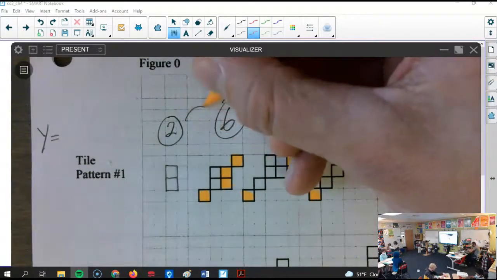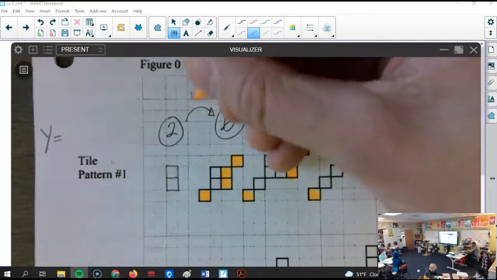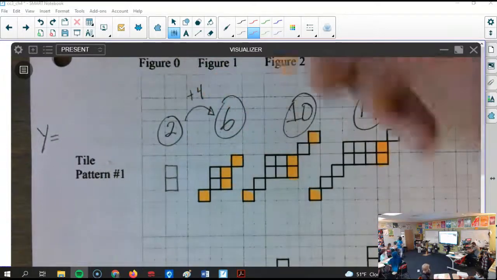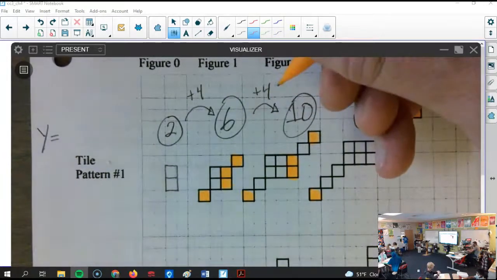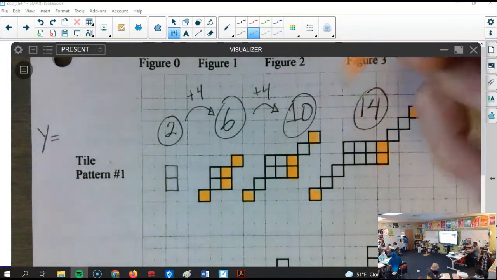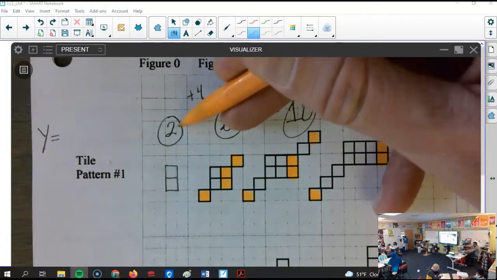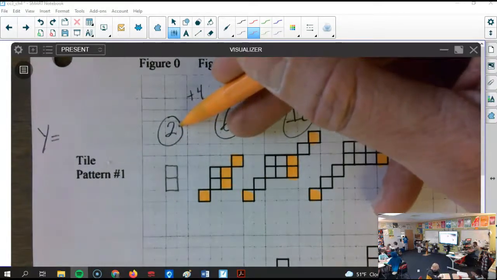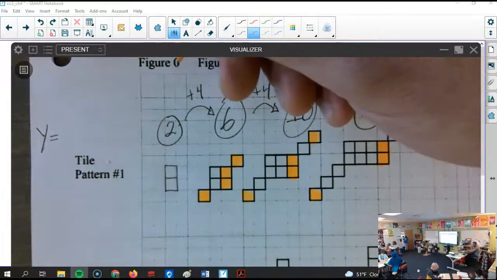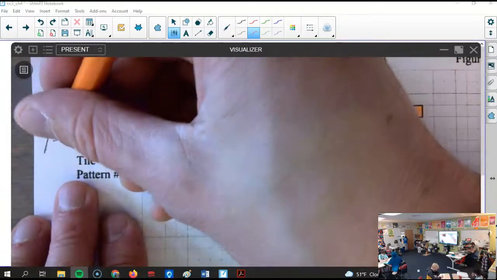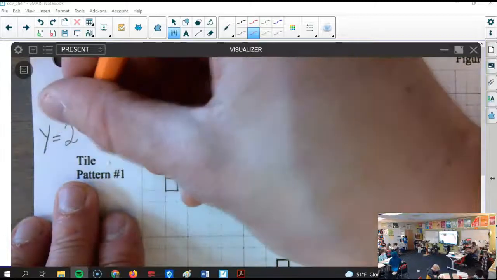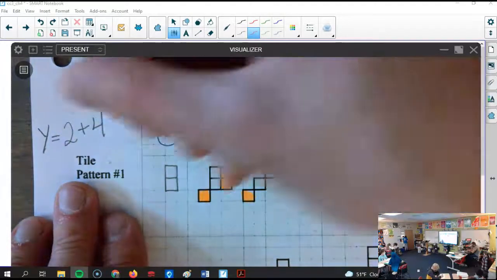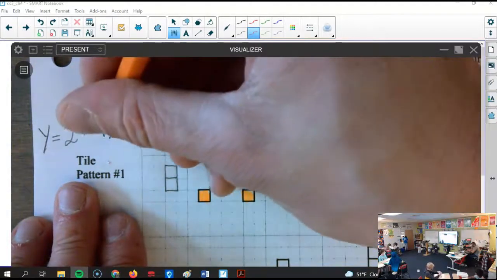What did we say is happening here? Plus 4 every time. Previous plus 4. So P plus 4. But we can't use the previous as a reference point because we'd have to go all the way back to figure 1 to know what we start with. So that's why we say figure 0, thank you. We can say that we start with 2 tiles and we gain 4 tiles every time we move forward.